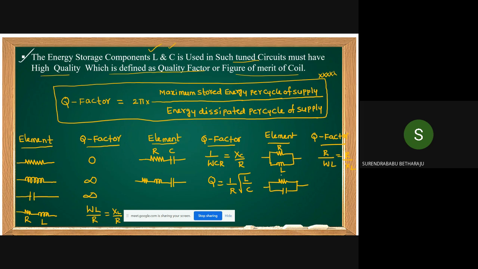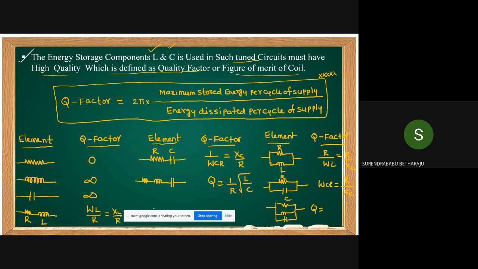It is a parallel RC combination. Then how to write the quality factor, friends? Omega CR. That is R by XC. XC is 1 by omega C. That becomes omega CR. It is a parallel RLC combination. Then how to write the quality factor, students?